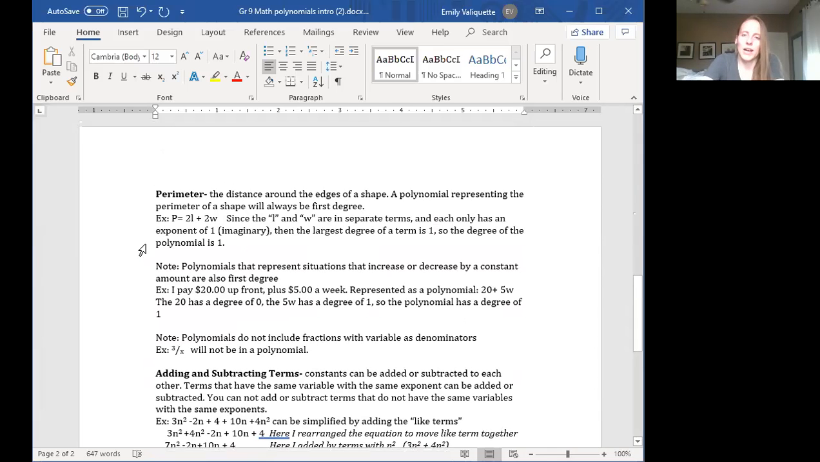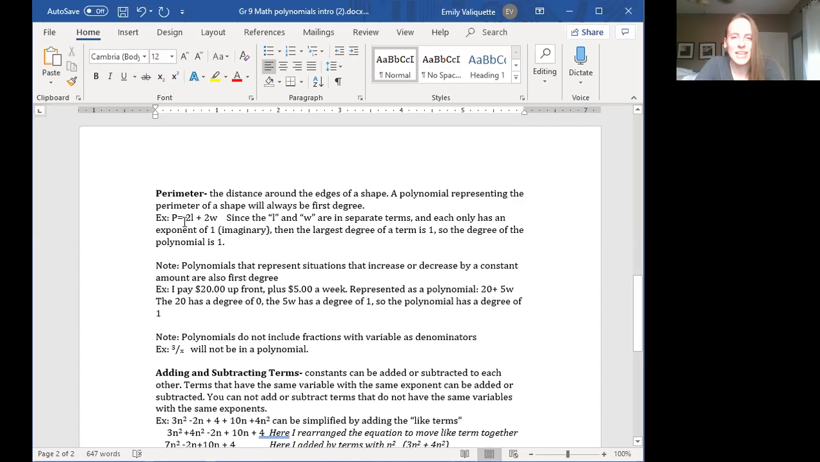Perimeter we can also represent with a polynomial. So it would be like perimeter is 2 times the length plus 2 times the width. Since each of those terms only has one variable, it would have a degree of 1.